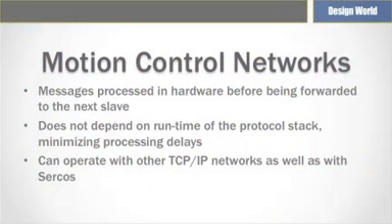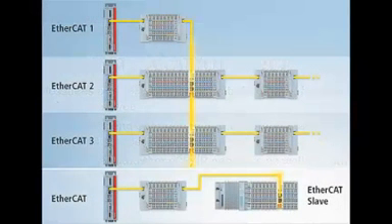This protocol can deliver fast throughput because messages are processed in hardware before they're forwarded to the next slave. Slaves read data relevant to them as the data frame passes, and they insert new data into that same data stream on the fly. This procedure doesn't depend on the runtime of the protocol stack, so processing delays are typically just a few nanoseconds. EtherCAT can be configured to interoperate with other TCP/IP networks, including Ethernet versions.